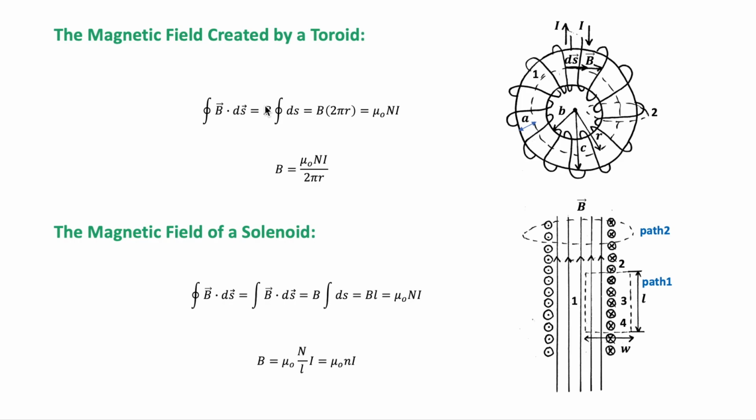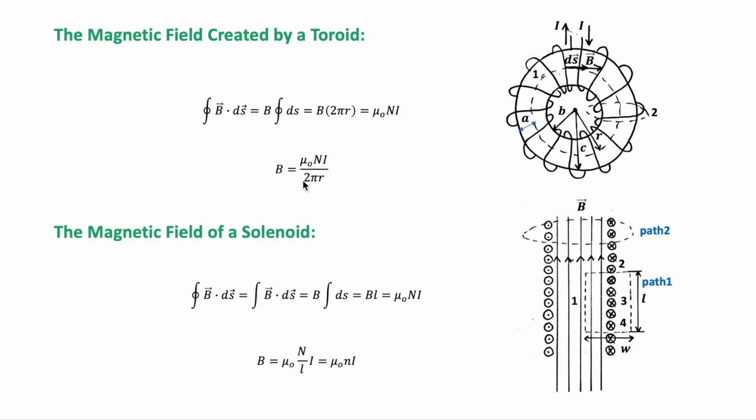Also, since the wire is wrapped n times, and the current in each loop is I, the total current passing through a surface bound by this path 1 is equal to NI. Applying Ampere's law, we get this equation. The integration of ds is the circumference of the path, so B 2 pi r is equal to mu naught NI, and this is the expression for B.